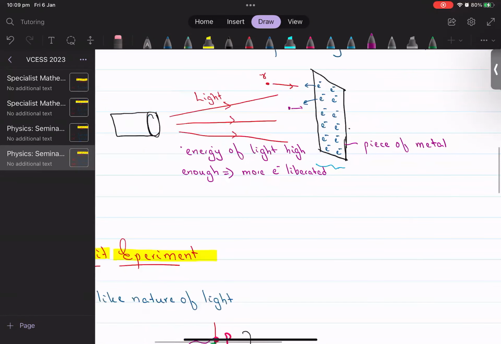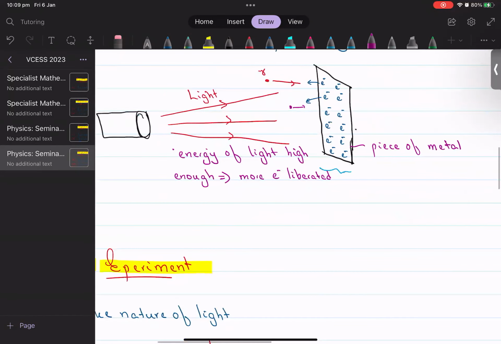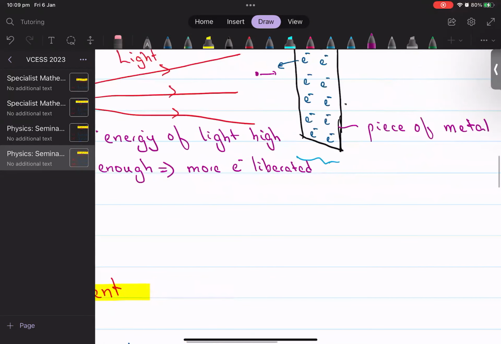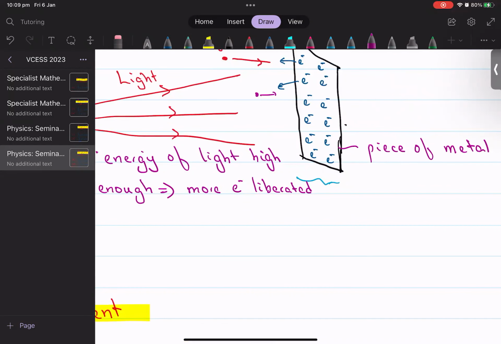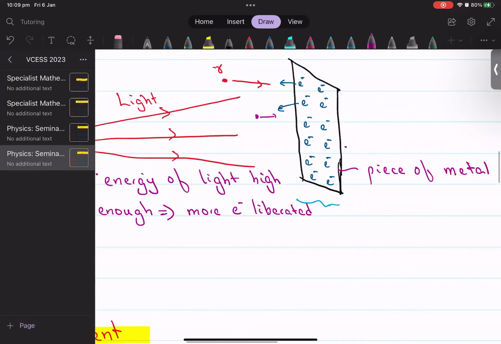So that's what the photoelectric effect is. There are some terms here which we need to be familiar with. An electron that is emitted from the surface of the metal as a consequence of the photon hitting the surface of the metal is what's called a photoelectron. So when the electron comes off, this is what's called a photoelectron.